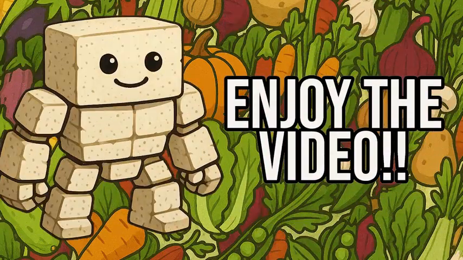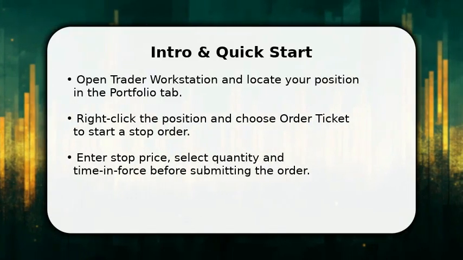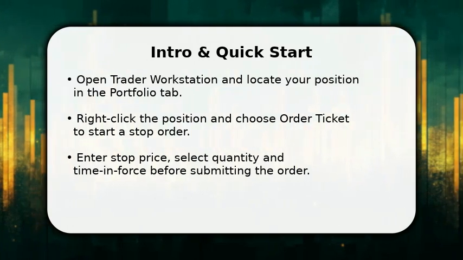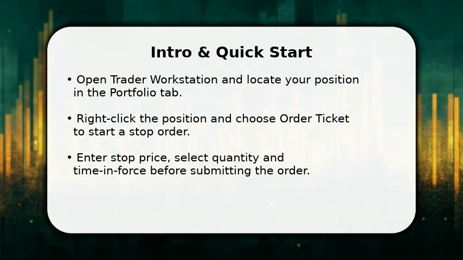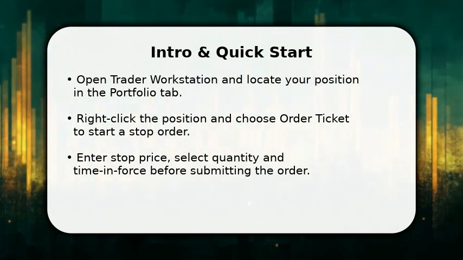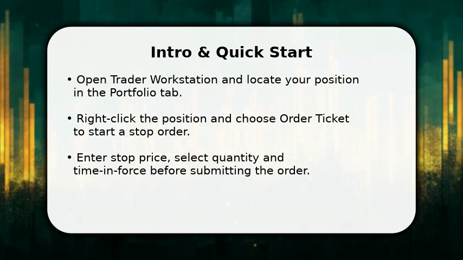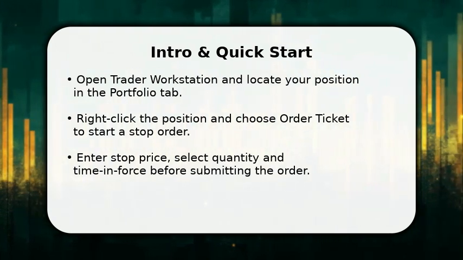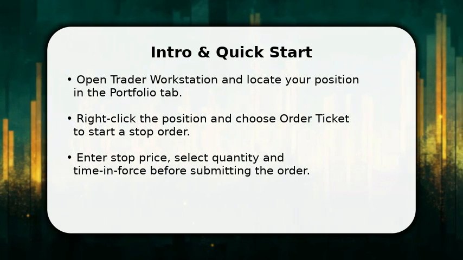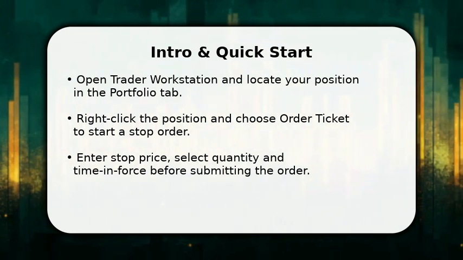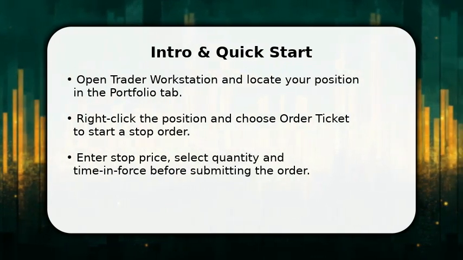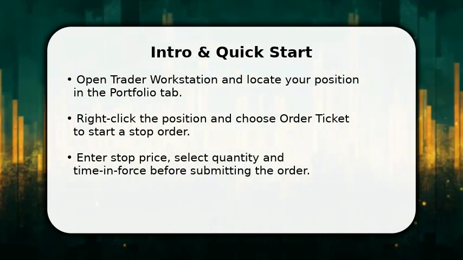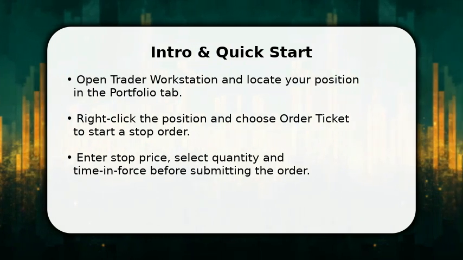Please enjoy the video. In this video, I will explain how to set up stop loss on Interactive Broker's Easy Guide. Open Trader Workstation, select your position, right-click and choose Order Ticket to create a stop order. Set the stop price, choose quantity, and select route and time in force. Review estimated fills and order preview, then submit the order. Monitor order status in the Orders tab and adjust stop price as needed for risk control today.